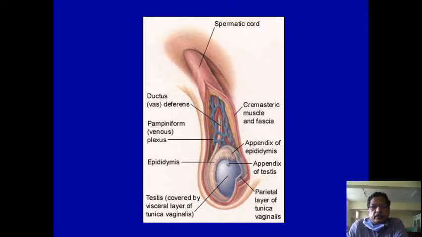On the right side they enter the inferior vena cava. On the left side the testicular vein enters the left renal vein. See, this is an important thing. Left side it drains into the left renal vein, but the right testicular vein drains into the inferior vena cava. And of course, the lymphatics from the testis will drain into the para-aortic lymph nodes in the abdomen.